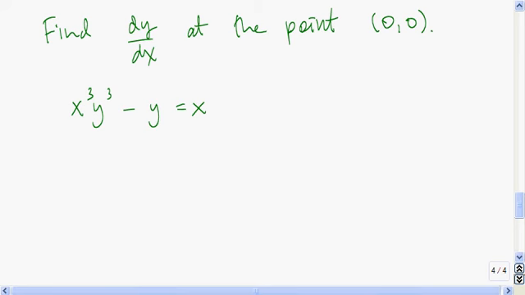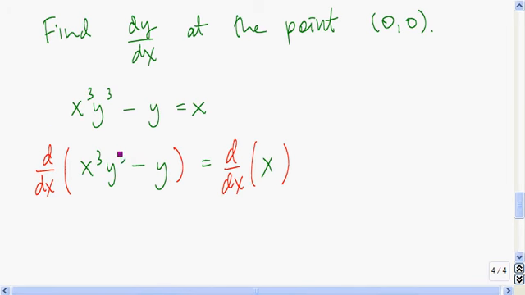Okay, here we're going to do an example of using implicit differentiation to find the slope of the graph of an equation at a particular point. Our equation is x cubed times y cubed minus y equals x. This equation defines y implicitly as a function of x. As x changes, y will change, so I'm going to use implicit differentiation to find y prime, or dy/dx. I'm going to differentiate each side with respect to x.